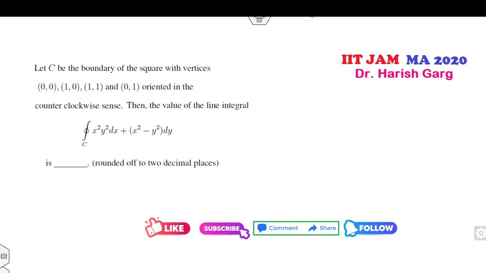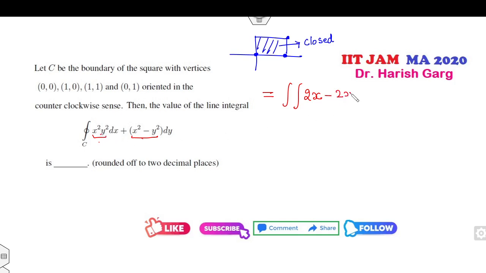Let's see the boundary of the square with the vertices 0, 0, 1, 0, 1, 1, 1, 0, 1. Is it closed? Yes, this is closed. Fine. Also, you can see these are my P, this is my Q, which are continuous and which are polynomials. So definitely continuous and the derivative is also continuous. I can apply the Green theorem. Derivative with respect to x minus derivative with respect to y, 2x square y over the curve dx dy.